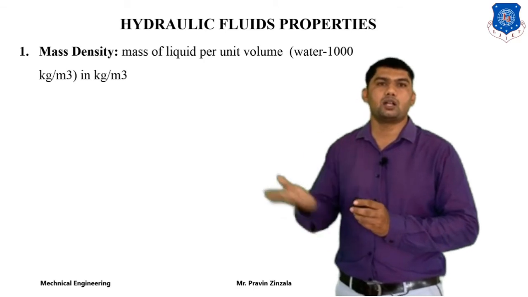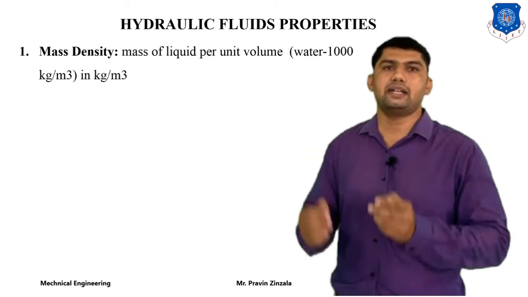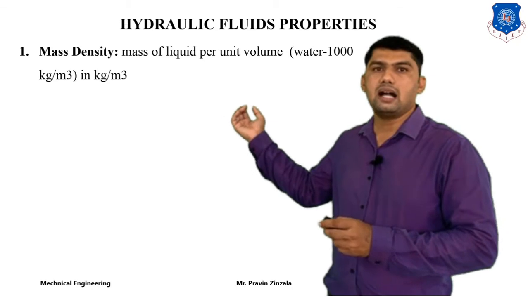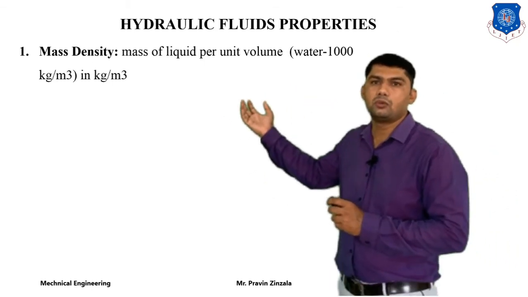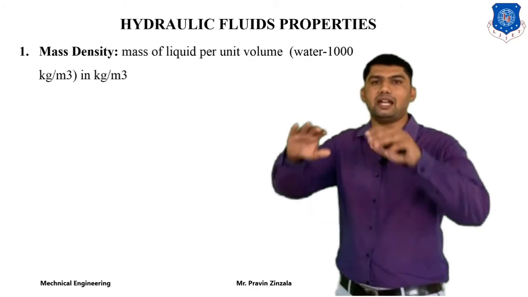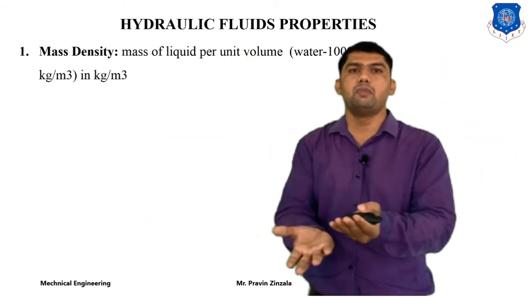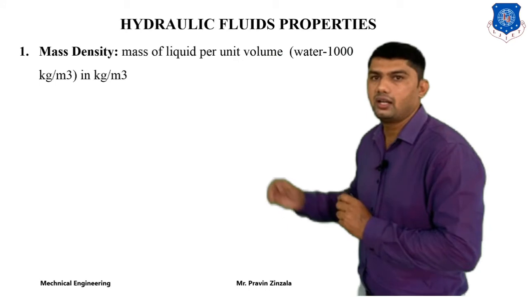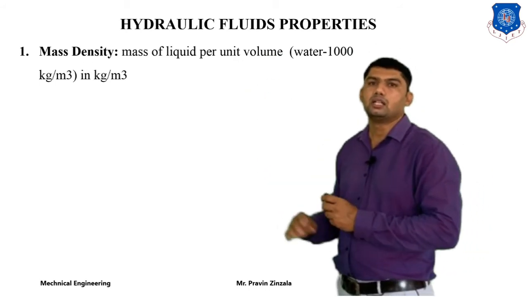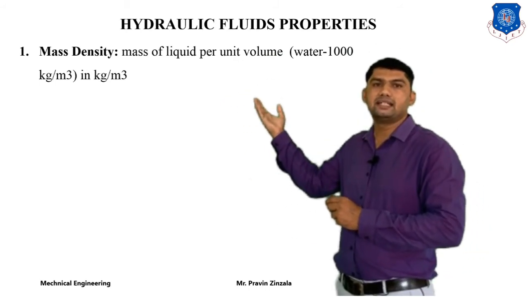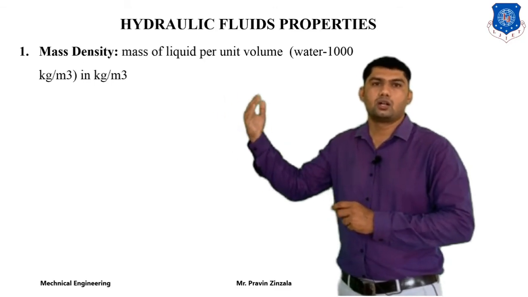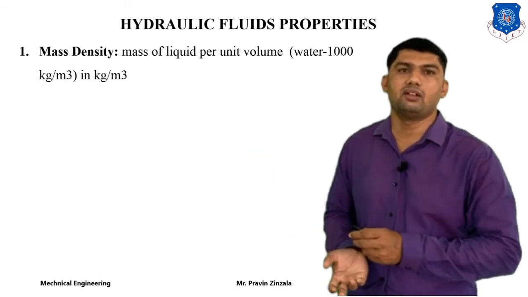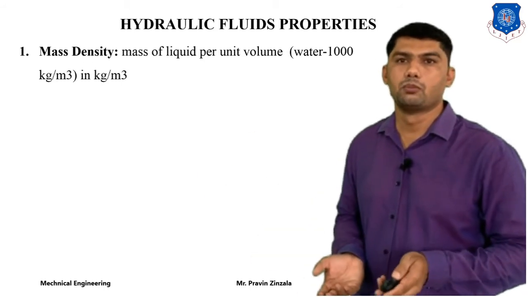Mass of liquid per unit volume is called mass density. The mass density value of water is 1000 kg per meter cube. What is the meaning of 1000 kg per meter cube? If we take a volume of 1 meter cube, the water content will be 1000 kg. For different fluids, the mass density will be different. It's like oil or water or air, so mass density will be different for different types of fluid.